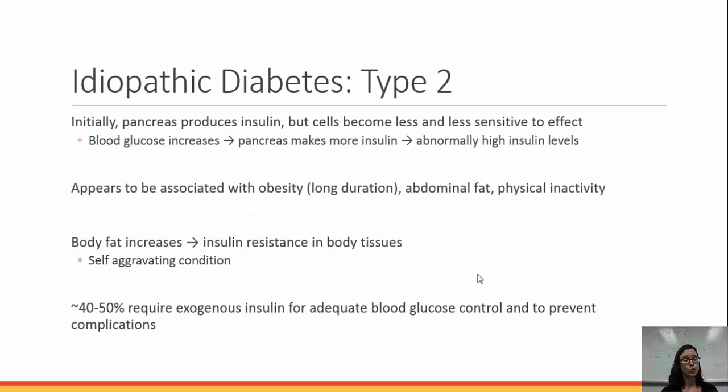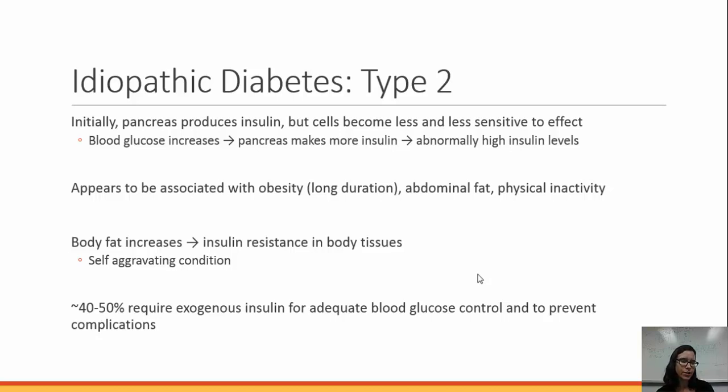Now we have type 2 diabetes, and this is the most prevalent, of course. In type 2 diabetes, initially the pancreas is fine and produces insulin, but cells become less and less sensitive to the insulin. Because of this, the glucose can't get into the cells. Therefore, blood glucose increases, but since the cells still aren't getting it, they're sending a signal that they're still hungry. So the pancreas keeps making more insulin, and then we have not only high blood glucose levels, but also high insulin levels.